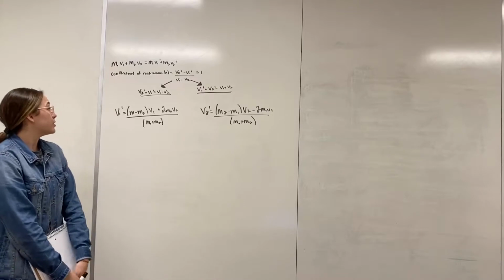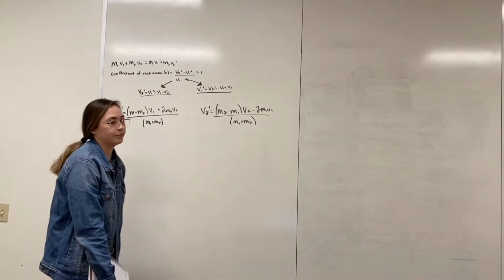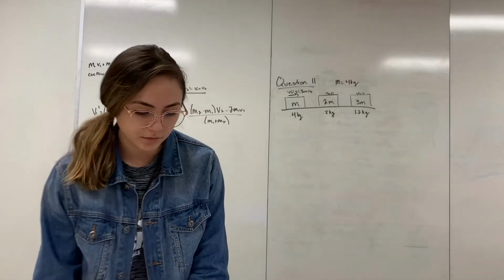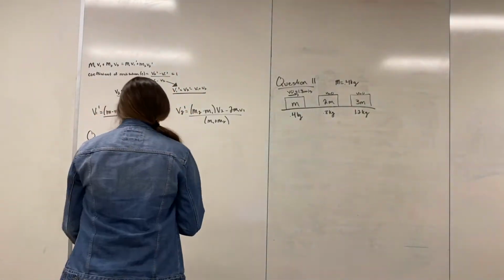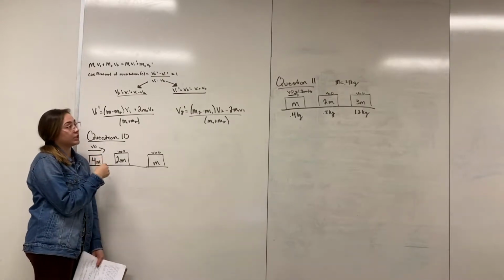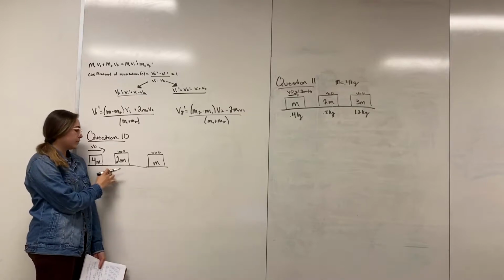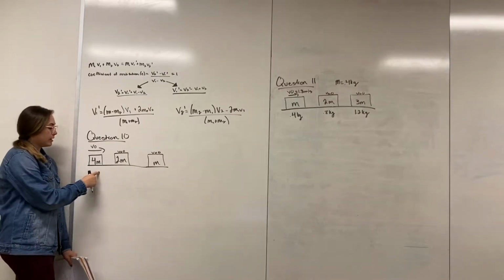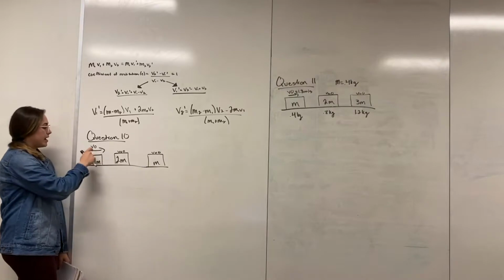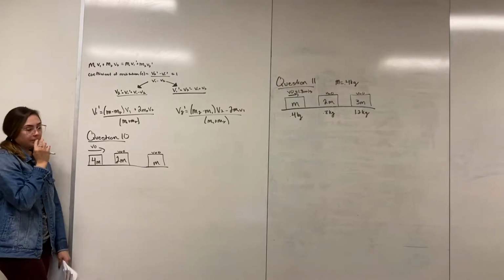So that is how you derive these two equations from this equation using the coefficient of restitution. Now, using the two equations we previously just derived, we're going to answer questions 10 and 11. For question 10, it says that we have 3 different carts with masses 4m, 2m, and m. And the first cart has an initial velocity of V0, so it's unknown.